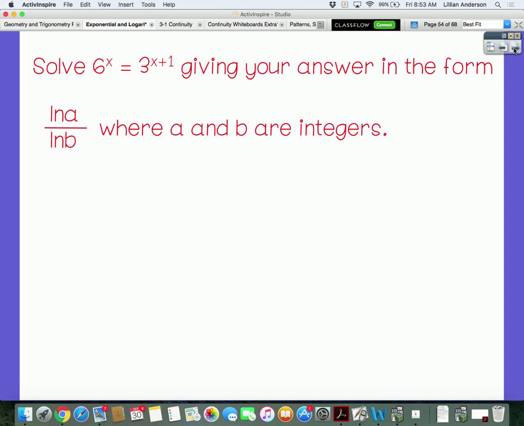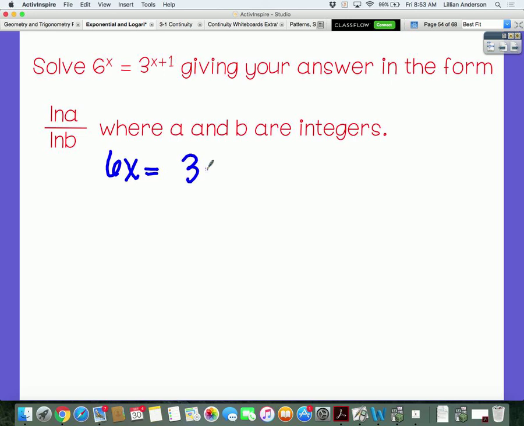So when we solve this equation, we are going to have to use natural log when we take the log of both sides, because they want us to have it in that form. So we have to make sure that a and b also are integers, so positive and negative whole numbers. Positive ones, since we can't take natural logs of negative numbers. So we start the same way.